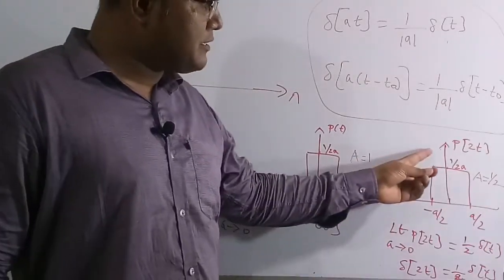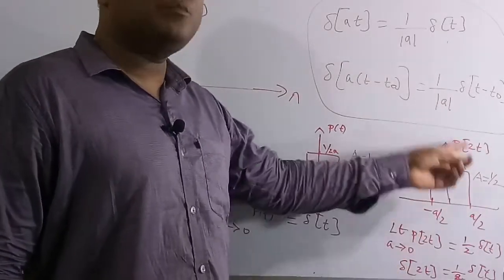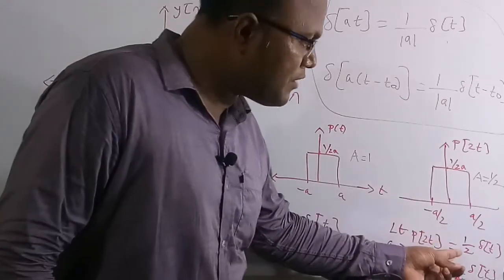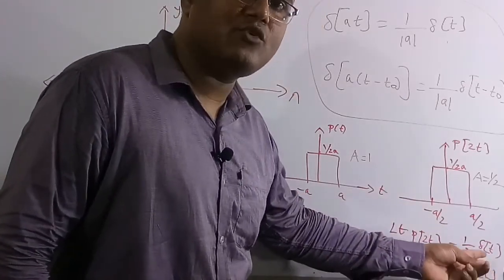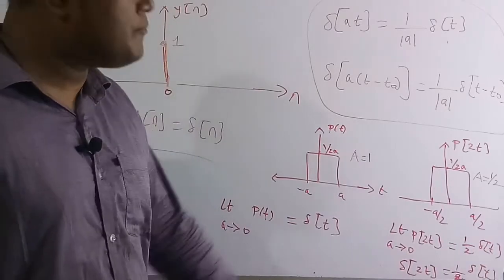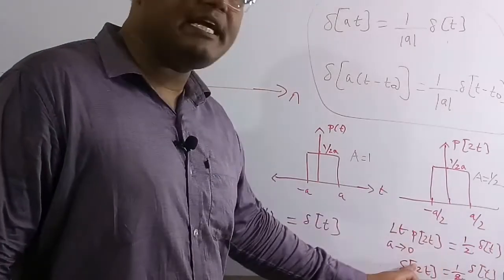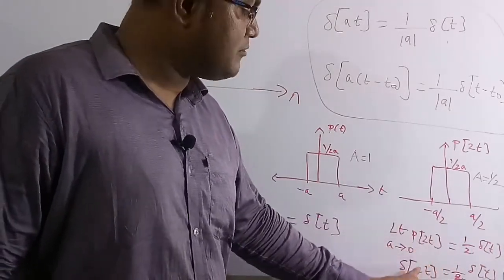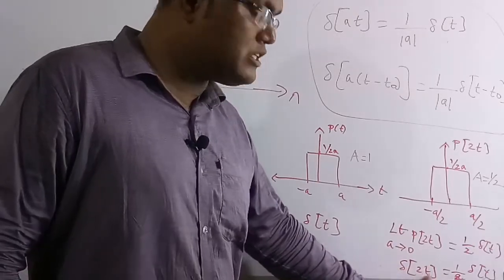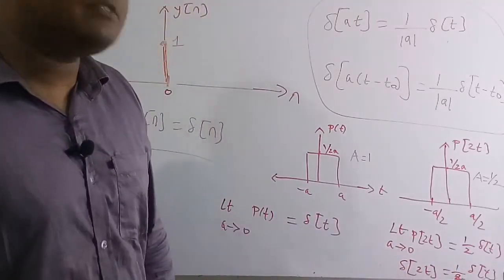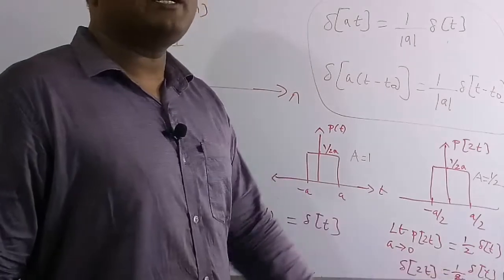If I substitute the limit a tends to 0, this phi of 2t has area 1 by 2, so it is 1 by 2 into delta of t. This is the impulse of area 1 by 2. So the limit a tends to 0 of phi of 2t is nothing but delta of 2t. Therefore delta of 2t is equal to 1 by 2 times delta of t. This is for the continuous time notation.